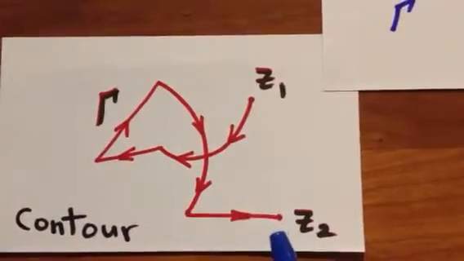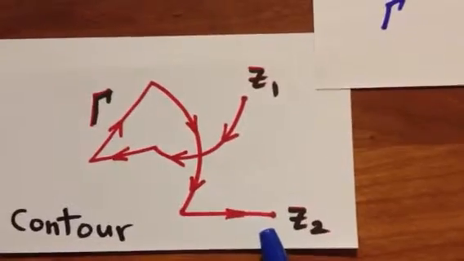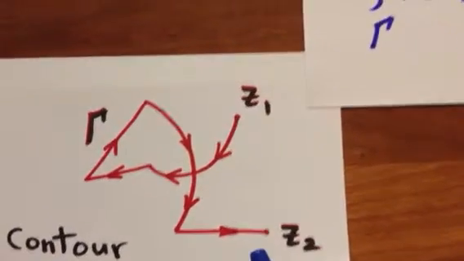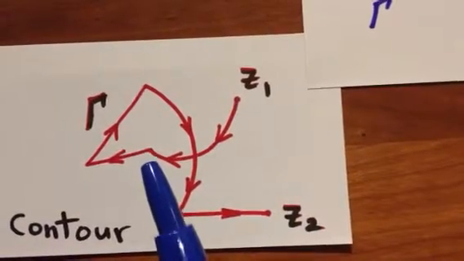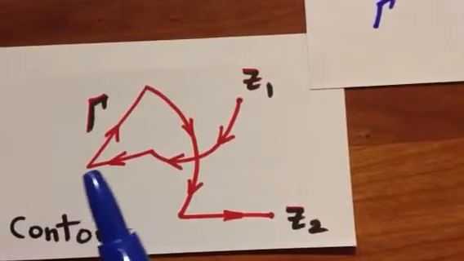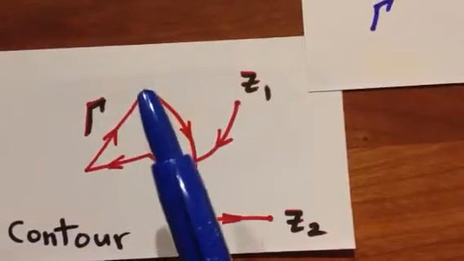A contour is a path of a moving object such that it cannot stop more than finitely many times.